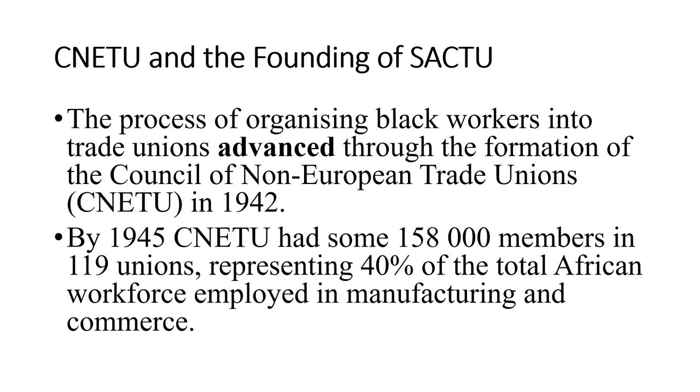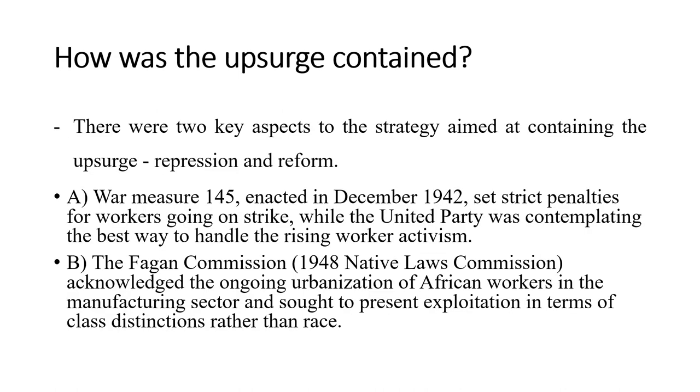So now we're going to look at how the upsurge was contained. There were two key aspects to the strategy aimed at containing the upsurge, which were repression and reform. So there was War Measure 145, which was enacted in December 1942, which set strict penalties for workers going on strike, while the United Party was contemplating the best way to handle the rising worker activism.